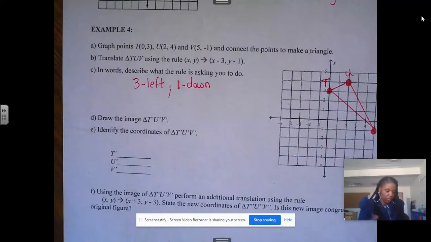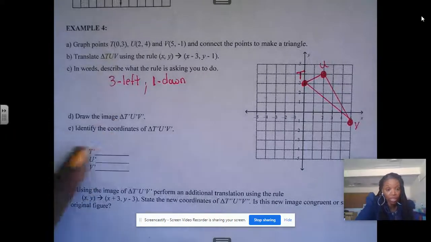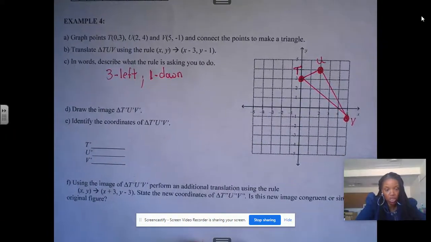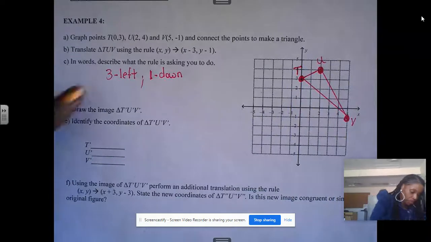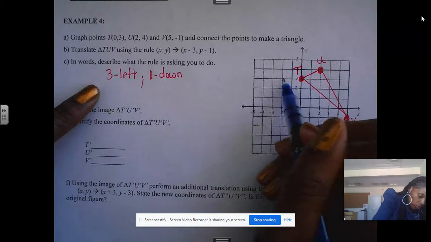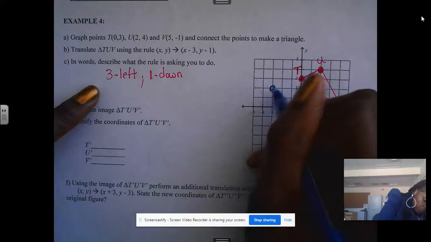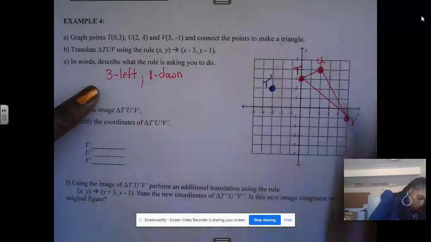I'm going to take every last one of them. They want us to actually draw the prime one. So that's D. It says draw the image T prime, U prime, and V prime. I'll get a different color. Remember, it's going to stay the same position, same shape, it's just going to slide. So this T, what am I going to do? I'm going to do 3 to the left, 1, 2, 3, and 1 down. So that's going to give me my T prime with a little tick mark.